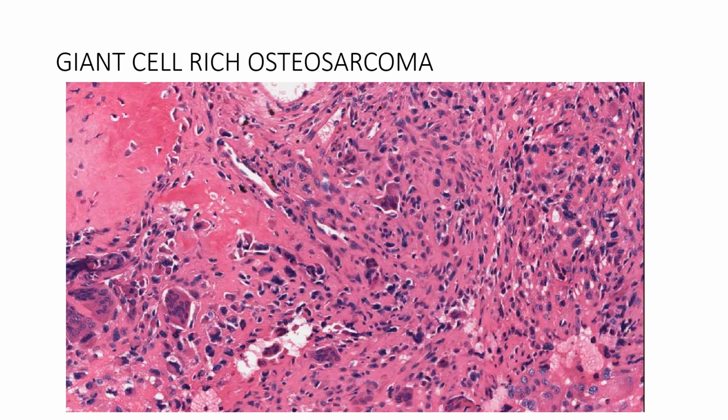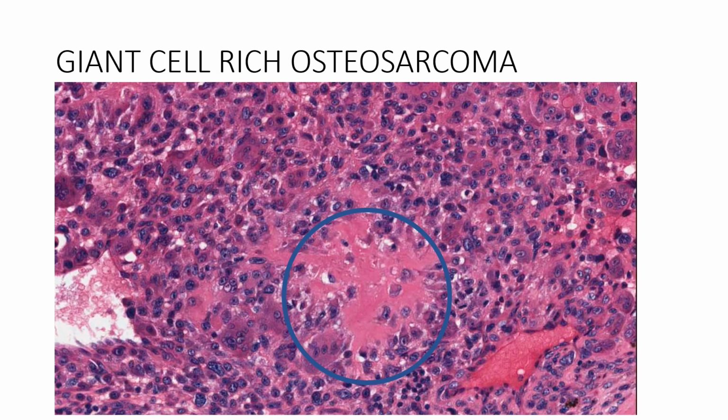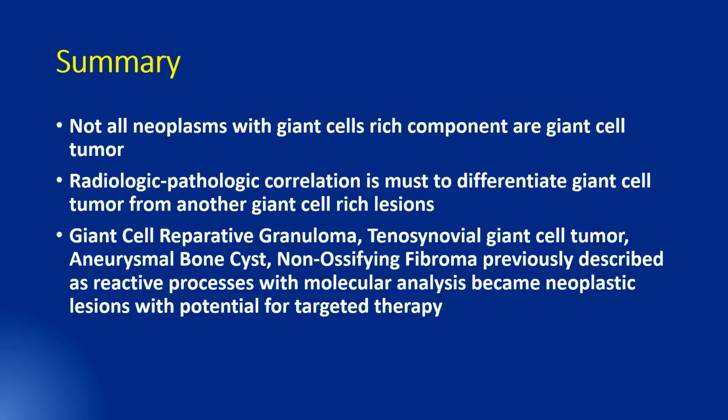This is a low power view showing proliferation of atypical pleomorphic cells with scattered giant cells. This higher power view H&E slide shows stromal neoplastic cells producing immature osteoid and scattered osteoclast-like giant cells around. Findings are consistent with giant cell-rich osteosarcoma. It was a short review of the most common benign and malignant giant cell-rich lesions.